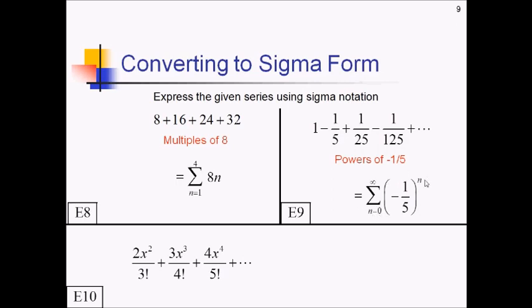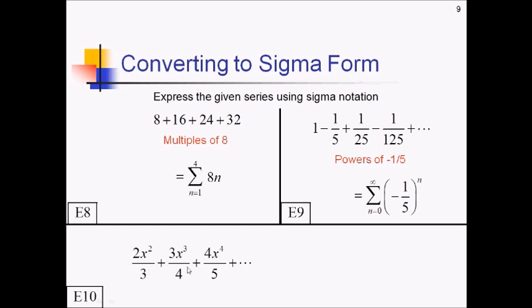And then if you plug 0 in, we get 1. If we plug 1 in, that'll be negative 1/5. Plug 2 in, that's positive 1 over 25. So it's not a bad idea just to go back and see if you can generate the first 2 or 3 terms after you think you've got your answer.